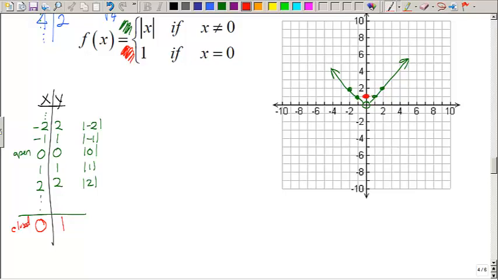Is this still a function? Well, sure, it still passes the vertical line test at every single point, including 0. It's only defined at one point at 0, even though we have an open circle that's not really defined there.